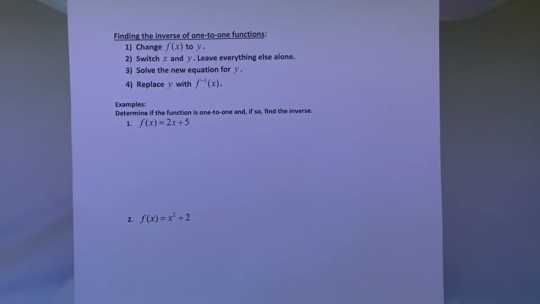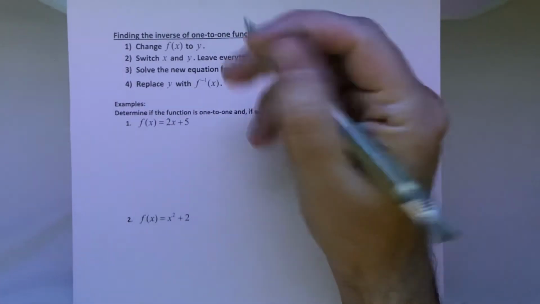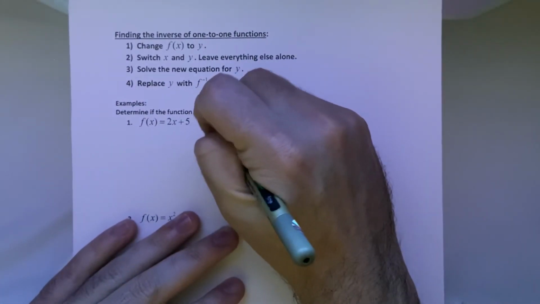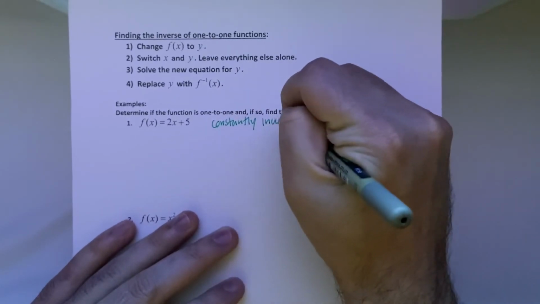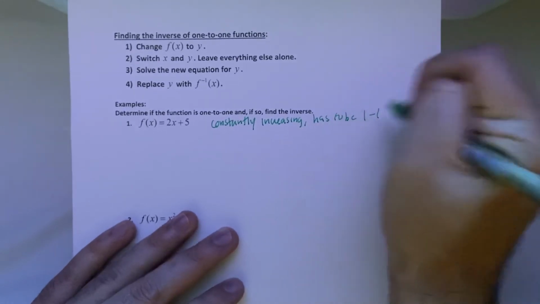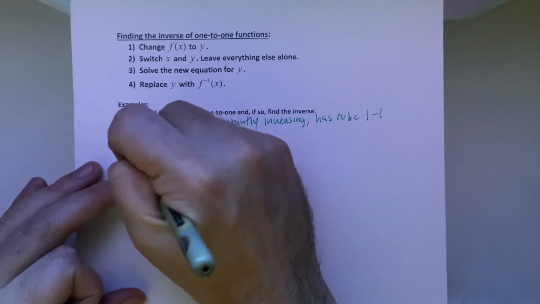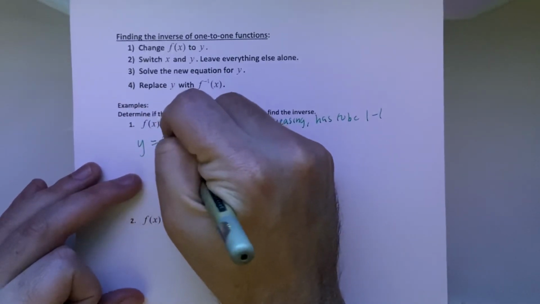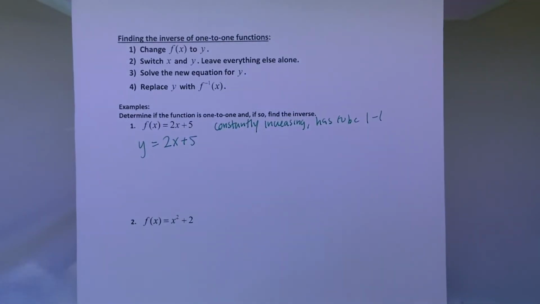So determine if the function is one-to-one, and if so, find the inverse. This one is f of x equals 2x plus 5. Since 2x plus 5 is constantly increasing because it has a positive slope, it has to be one-to-one. If it's one-to-one, you can find the inverse. If it's not, you can't. So you change your f of x to y, and then you switch the position of x and y. Every coefficient stays in the same place. The only thing that happens is all x's change to y's, all y's change to x's.